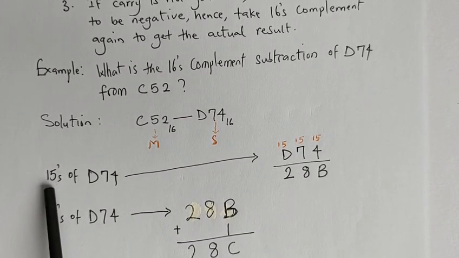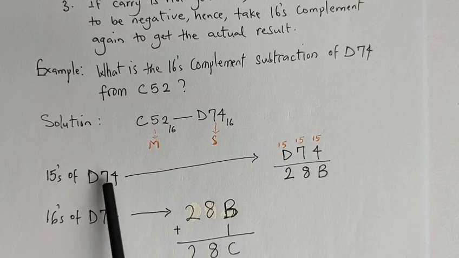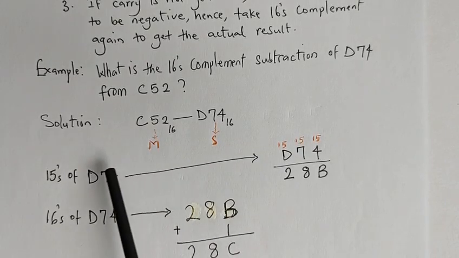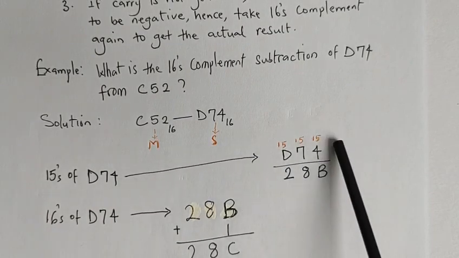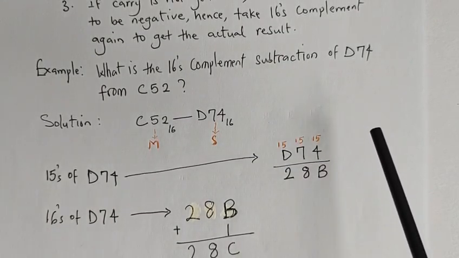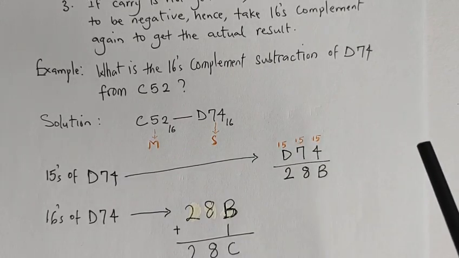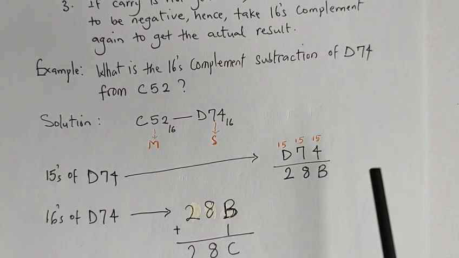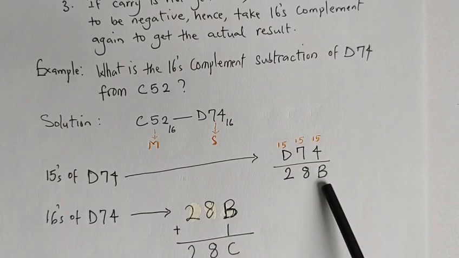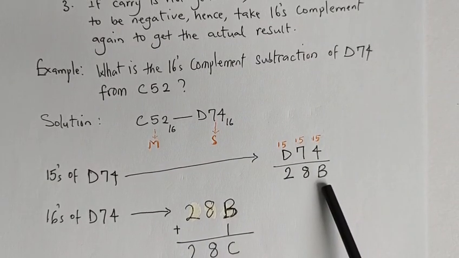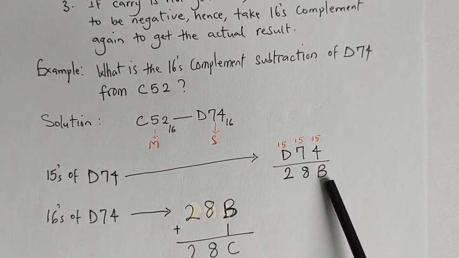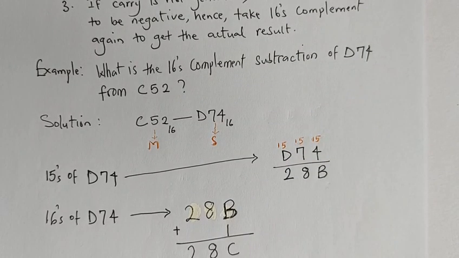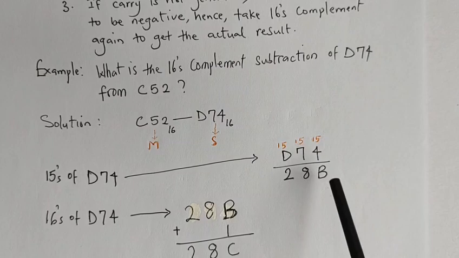Now taking the 15th complement of the subtrahend, which is D74, what we're going to do is to subtract each and every digit in D74 from 15. 15 is the maximum value in the hexadecimal number system. So starting from the right hand side, we're going to say 15 minus 4, which will give us 11. And 11 denotes B in the hexadecimal number system table. So we write B.